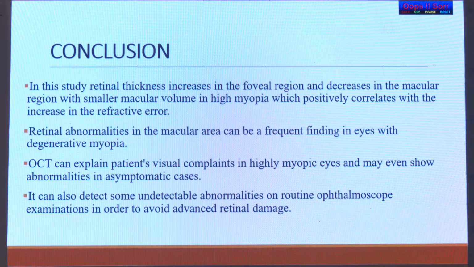And coming on to the last slide. In the study, the retinal thickness increases in the foveal region and decreases in the macular region. Retinal abnormalities in the macular area can be a frequent finding in eyes with degenerative myopia. OCT can explain the patient's visual complaints in the highly myopic eye and may even show abnormalities in asymptomatic cases. It can also detect some abnormalities undetectable on routine ophthalmoscope examination, in order to avoid advanced retinal damage. Thank you.